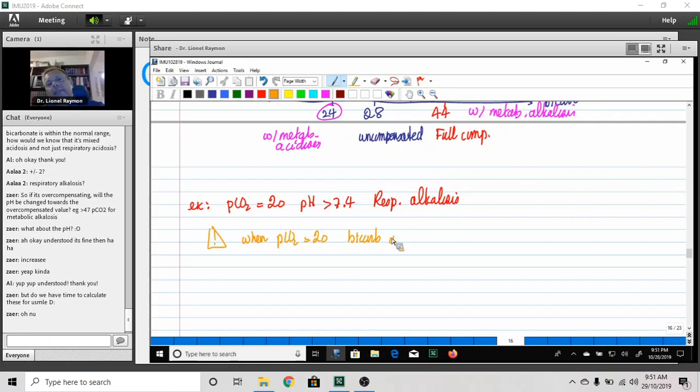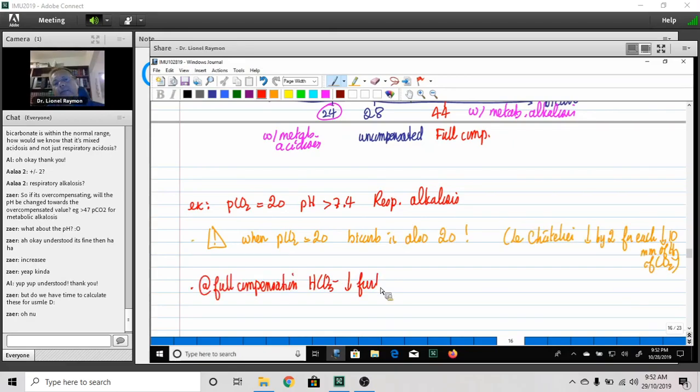Bicarb decreases further by 0.4 times 20 millimeters of mercury drop of CO2, which is 8 milliequivalent per liter. So bicarb becomes 20 minus 8, 12 milliequivalent per liter.